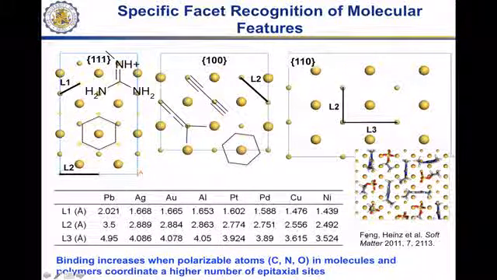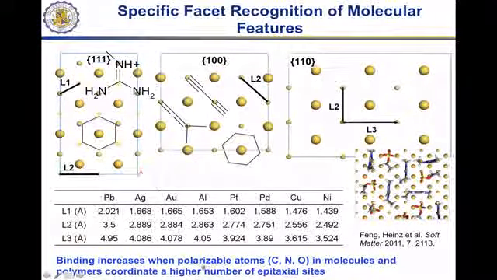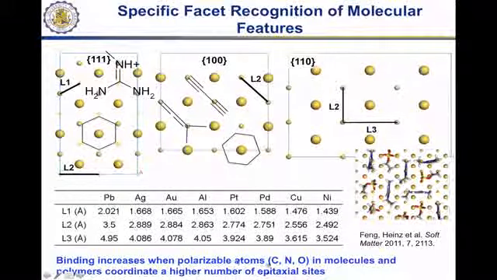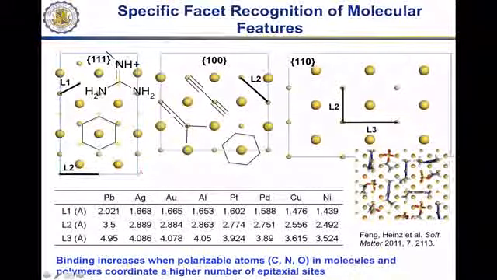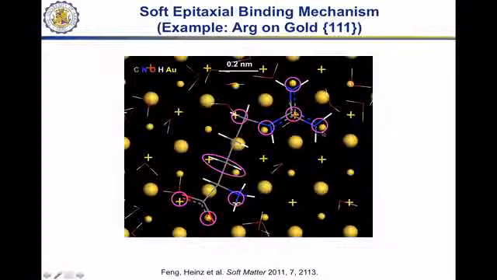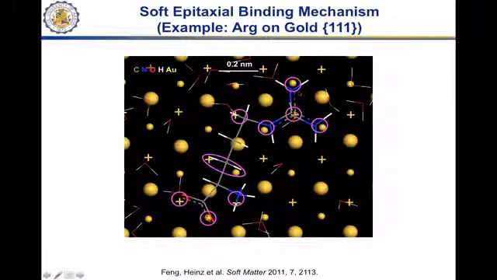So there's more information that one can see really in the papers, but what it shows is that the binding strength increases when polarizable atoms in those molecules coordinate epitaxial sites. Like here, we can see this for arginine, which was also experimentally identified as basically the strongest binding amino acid to gold surfaces or other noble metal surfaces.